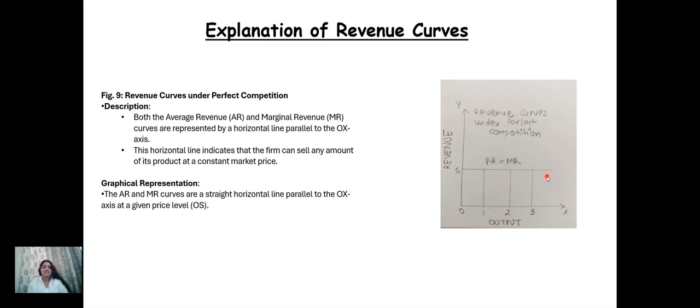It shows a straight horizontal line parallel to the OX axis at a given price level OS. This is the O, this is the X, and this is the Y. On the OY axis we take revenue and on the OX axis output. So basically it indicates that a firm can sell any unit of its product at a constant market price.